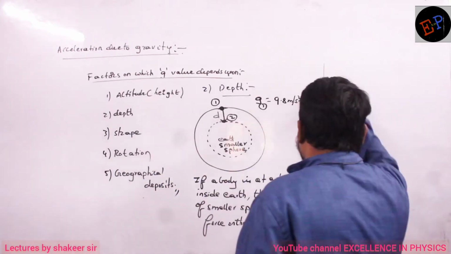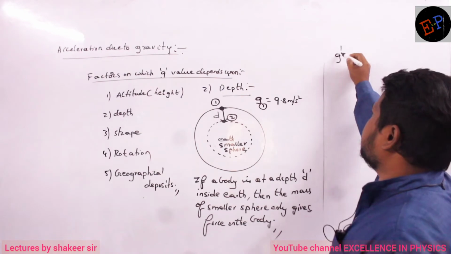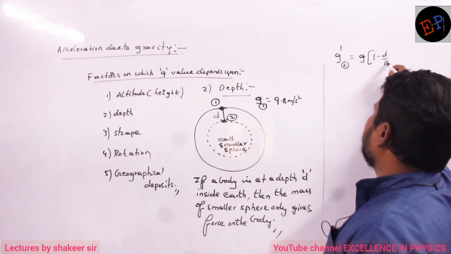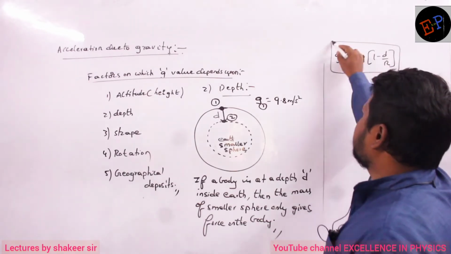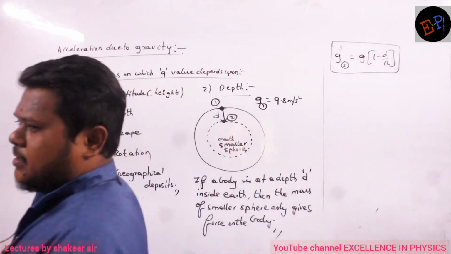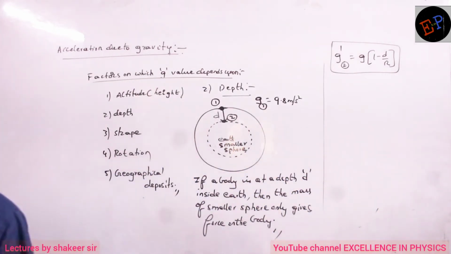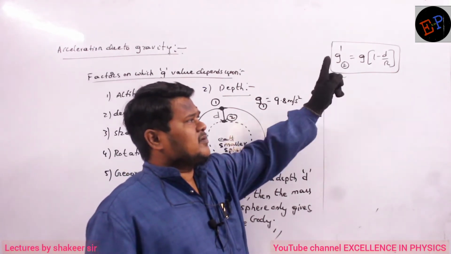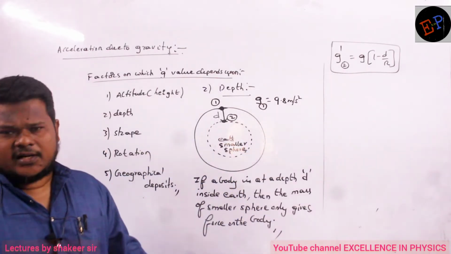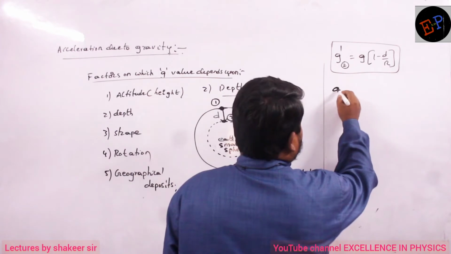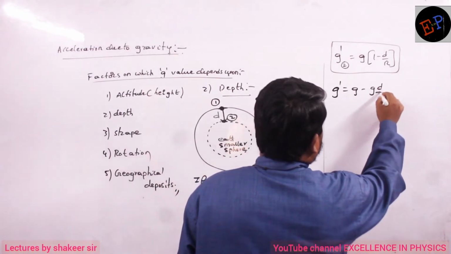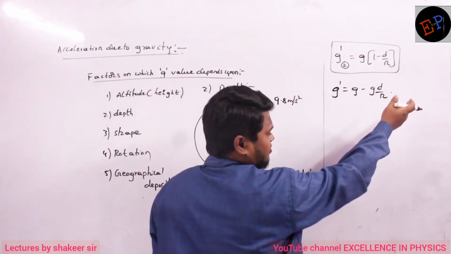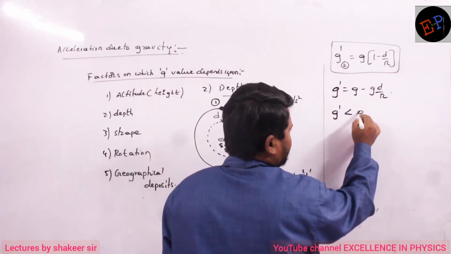And the equation to calculate the G value there: G dash at point 2 is G into 1 minus d by R. This is the formula. Calculations I am not doing, I am giving the direct equation. Now when you look at this equation, is G value increasing or decreasing? Decreasing, because I can write G dash equals G minus G into d by R. From G value you are removing some value. It means G dash is definitely less than G.